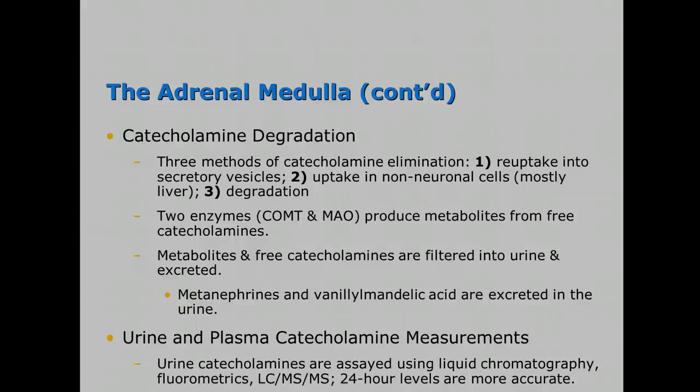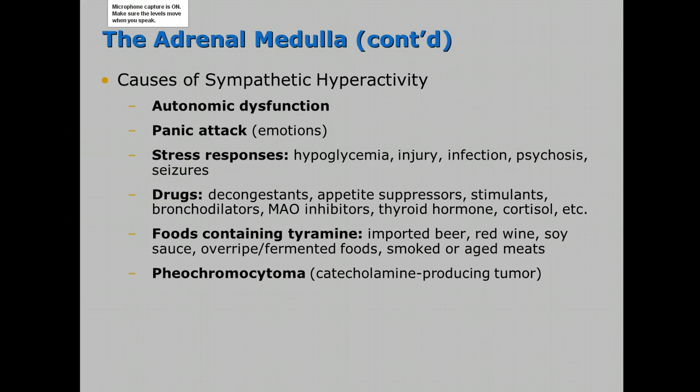You should have an amount of metanephrines and vanillylmandelic acid present in your urine, because that means this process is working effectively. So in most cases we use liquid chromatography or fluorometrics, mass spectrometry, something like that, to measure for these catecholamines. And it's usually done on a 24-hour urine.